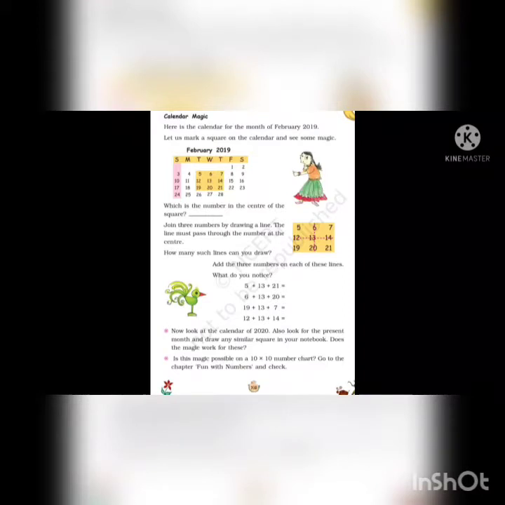Next, is this magic possible on a 10 into 10 number chart? Go to the chapter Fun with Numbers and check. So now we have to check this calendar magic on the 10 into 10 number chart, with the help of which we have done addition and subtraction. If you remember, in chapter number 3 we did subtraction and addition with the help of a 10 into 10 number chart that started from 1 and ended at 100. So here we have to do the calendar magic in that chart only. Let's see how we will do it.